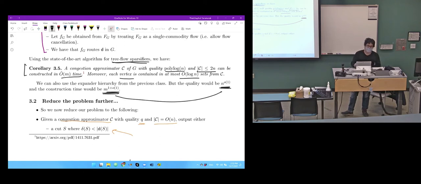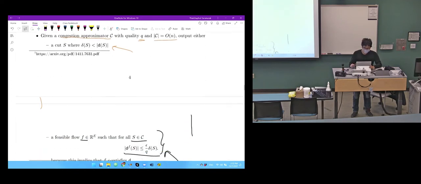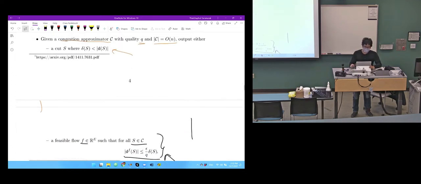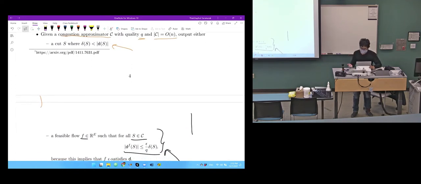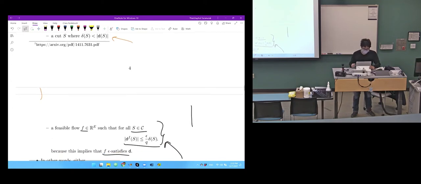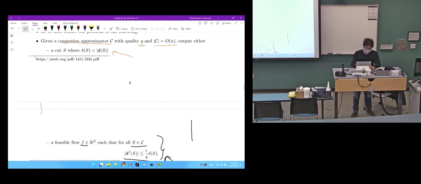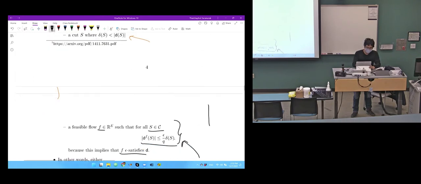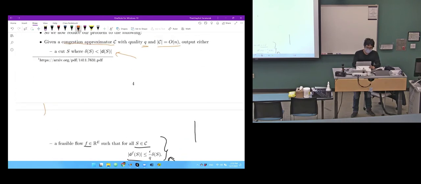So let me just assume this for this class. Okay. Again, we have constructed the tree-flow congestion approximator, and the goal now is to either find a violating cut, or find a flow that has very small excess on everyone in the family. Okay.